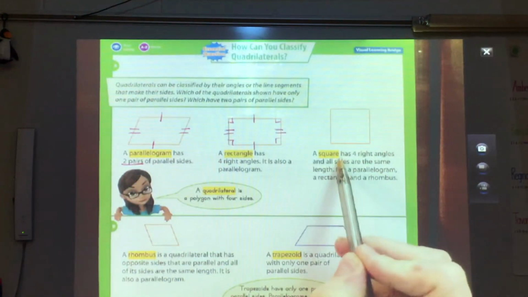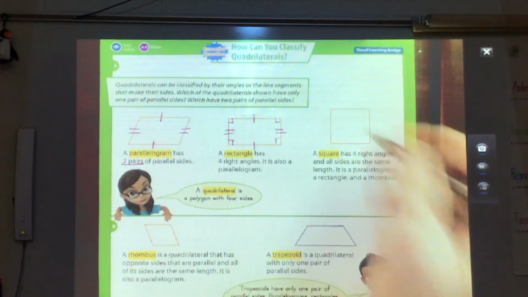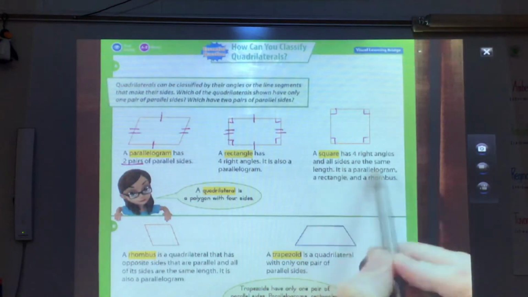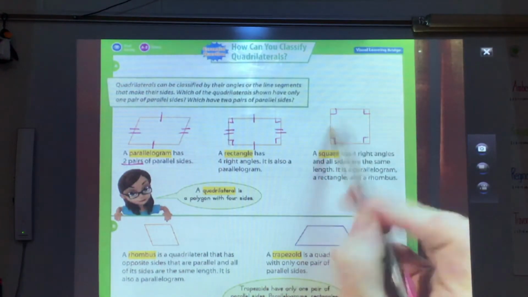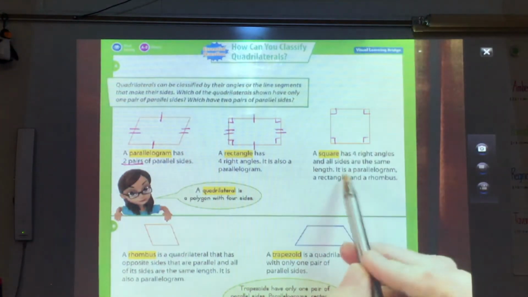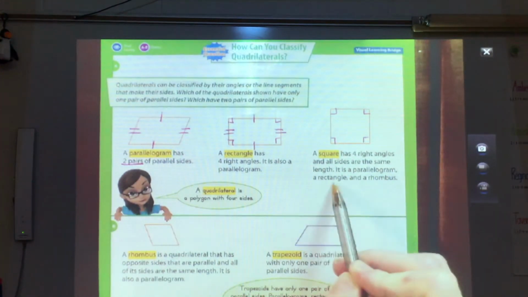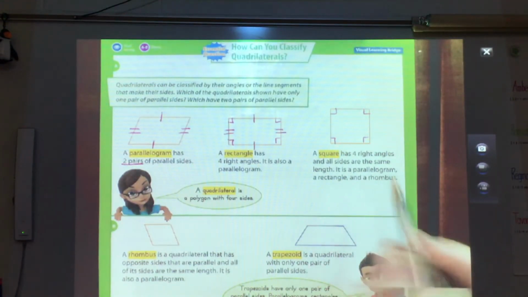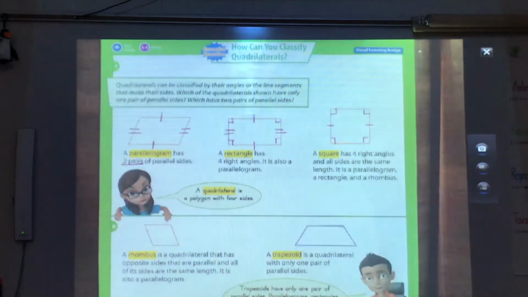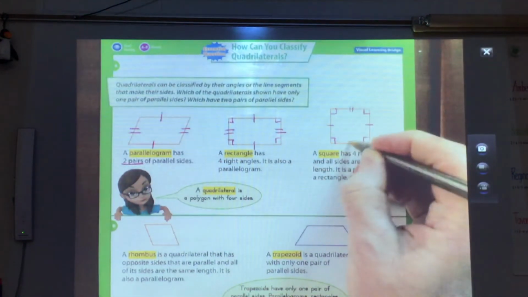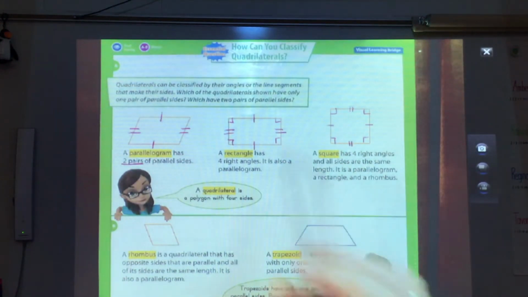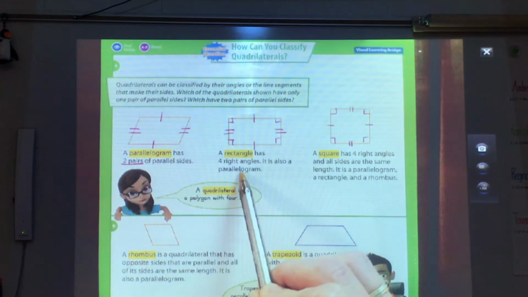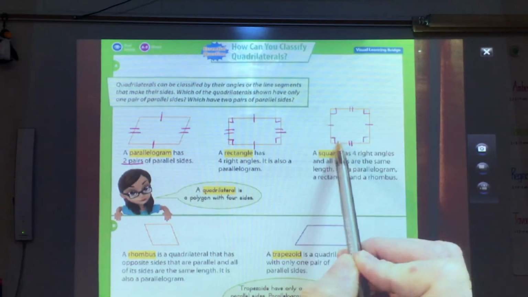Next we have a square. It also has 4 right angles, so let's go ahead and draw those. And all the sides are the same length. Notice all 4 sides are equal. It is a parallelogram, a rectangle, and a rhombus. And we'll get to rhombus in just a second. But it is a parallelogram because this side is parallel to this one, and this side is parallel to this one. It's a rectangle because a rectangle just requires that it has 4 right angles and it's a parallelogram. So it follows that rule as well.